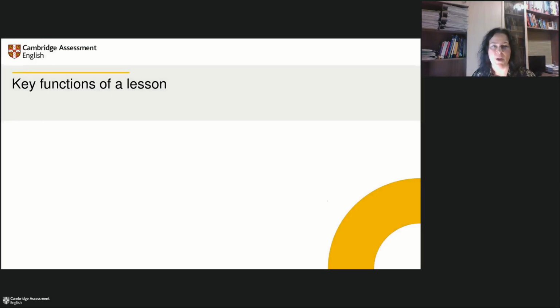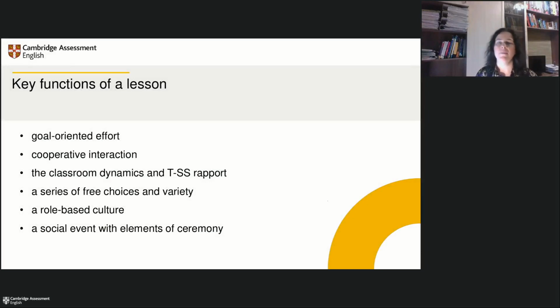Right, so let's briefly consider the key functions of a lesson. A lesson is a goal-oriented effort. We want to ensure that the lesson aims or objectives are achieved. Hopefully, we give a lot of opportunities for our students for cooperative interaction. They collaborate, they're cognitively involved in various tasks, and they're active learners. We want to ensure positive classroom dynamics, and we want to build rapport with our students.